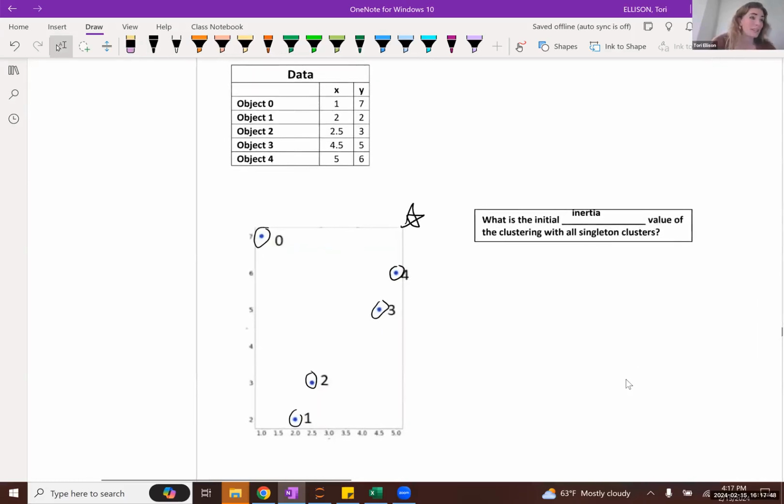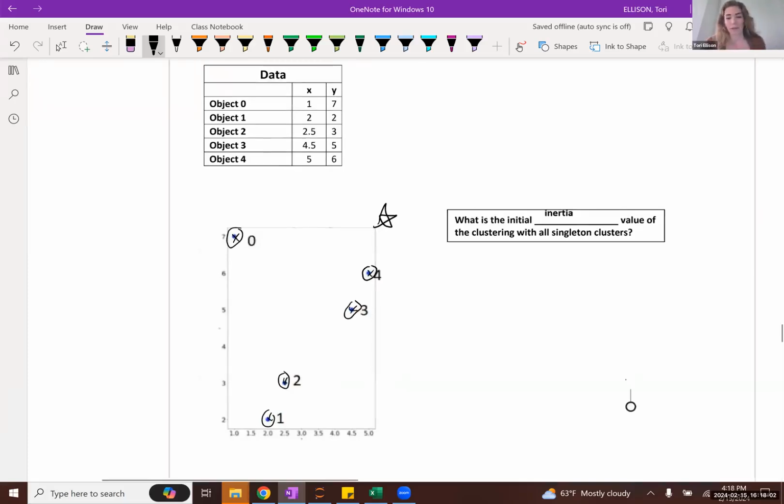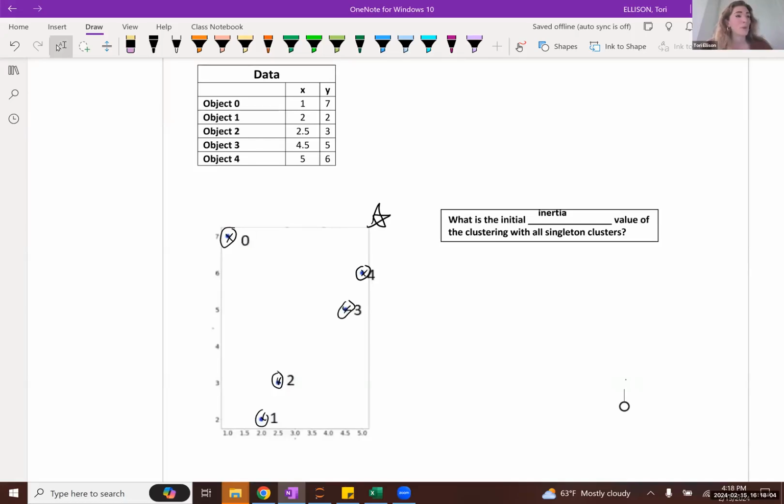Each of our clusters here has only one point. Someone sent me a direct message, but you want to think about where's the centroid of all of these clusters. Because each of these clusters only has one point, the centroid is simply the point itself. You want to remember inertia is the sum of the squared distance of each point to their assigned cluster centroid. So the distance between each point and their respective centroid is in fact 0. Therefore, the inertia of this entire clustering is 0.